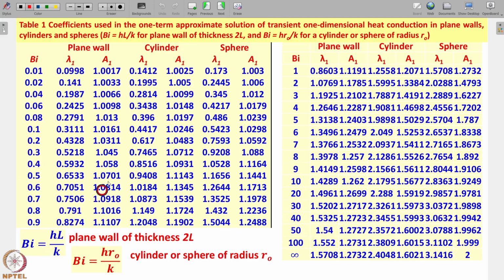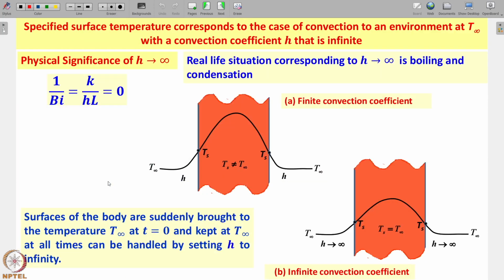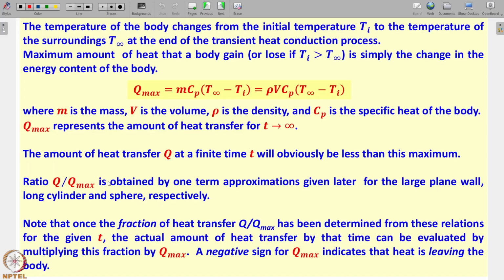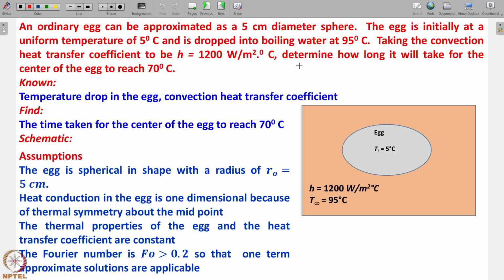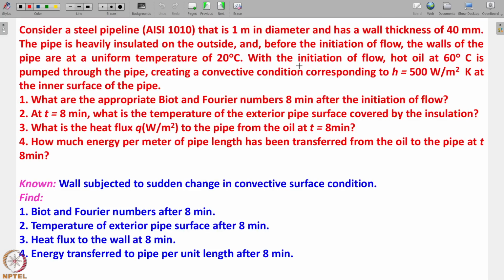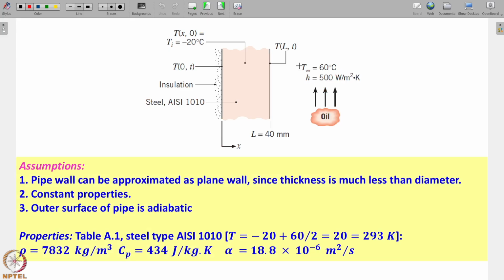The Biot number is hL by k. After that we went to energy transferred, and we got the relation for the plane wall: Q by Q max equal to 1 minus theta naught wall times sine lambda 1 by lambda 1. For a Fourier number above 0.2, the infinite series solution can be approximated by only the first term. So what we will do now is solve a problem and get acclimatized with it.